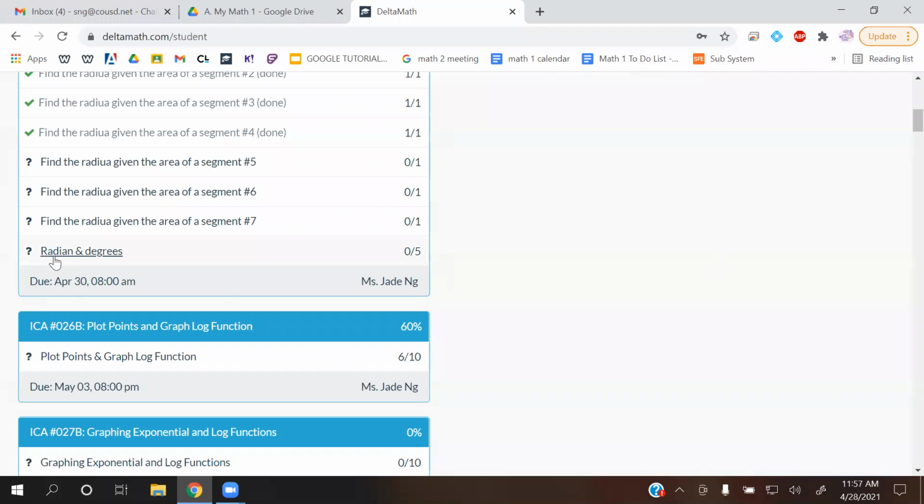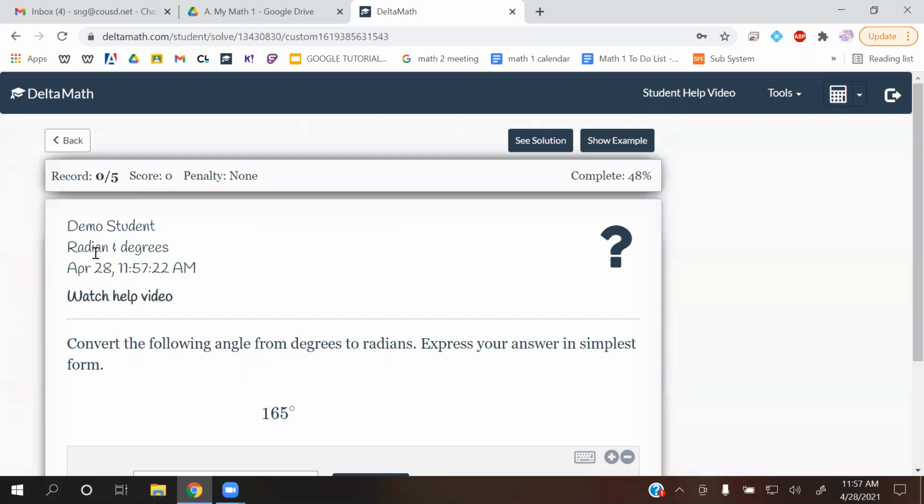All right, this last category is radians and degrees. So you guys already know what a degree is. It's a unit that you can use to measure the size of an angle. So how big that angle opens, you can use degrees to measure that. Radians is simply another unit that you can use to measure the size of an angle.